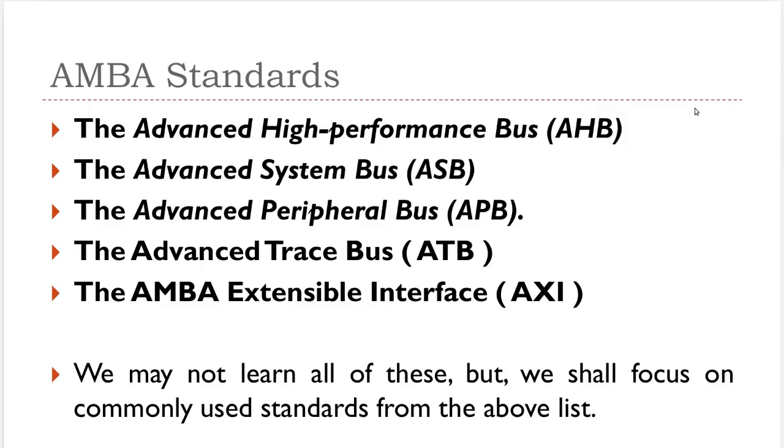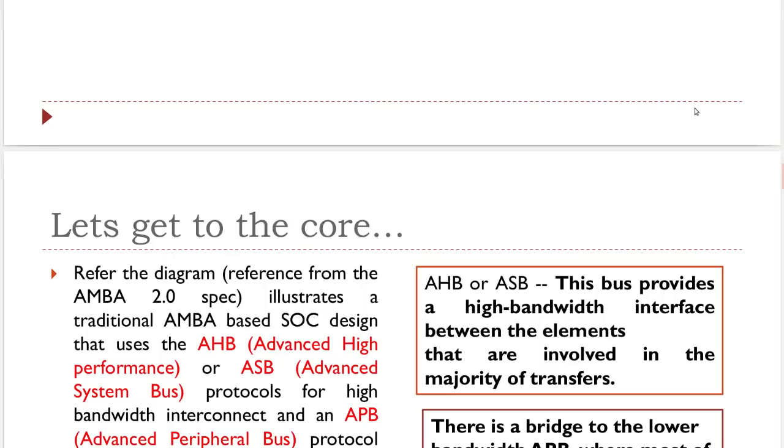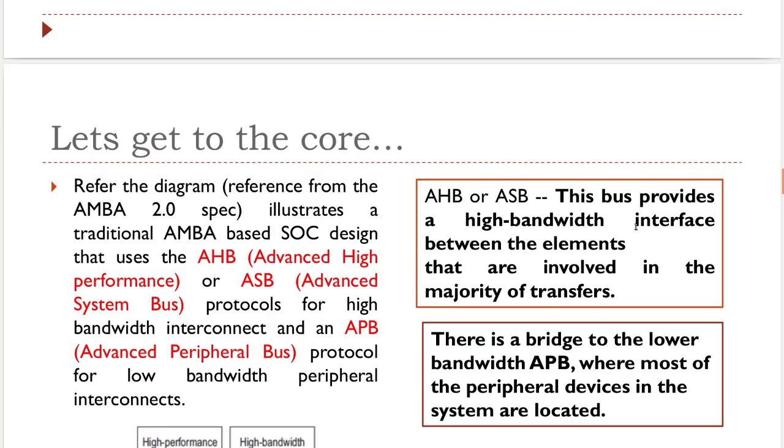There are multiple standards available for AMBA. AHB, Advanced High Performance Bus. ASB, Advanced System Bus. APB, Advanced Peripheral Bus. ATB, Advanced Trace Bus. And AXI, AMBA Extensible Interface. All these are the standards that are available. We may not go deeper into all of this, but I'll try to cover all these at least in a crisp manner. Now, we need to understand the core before we go deeper.